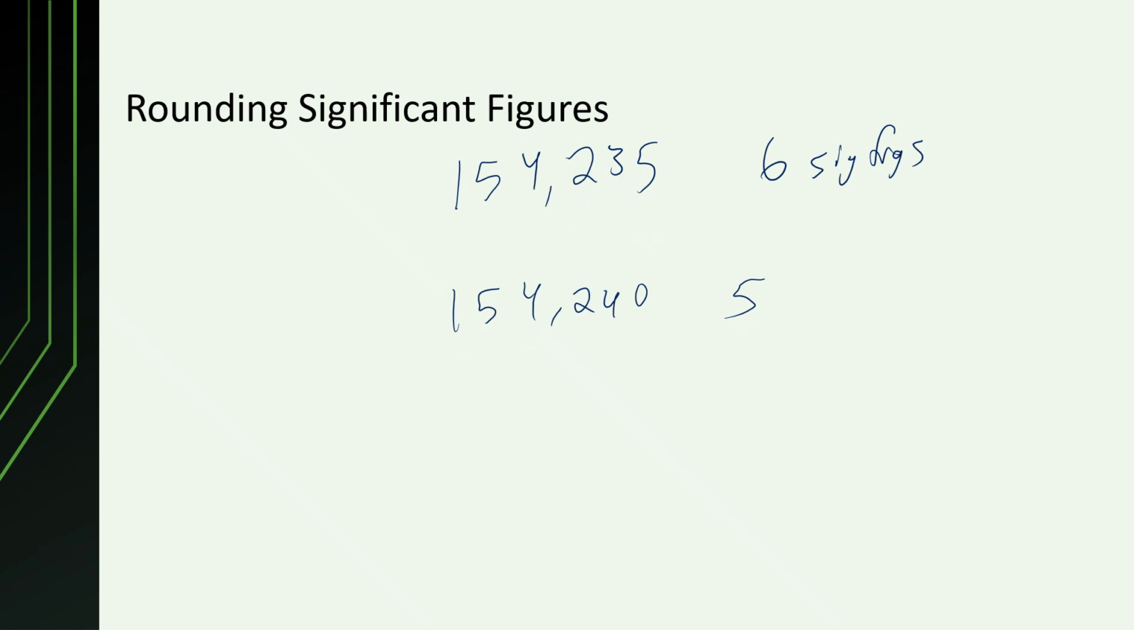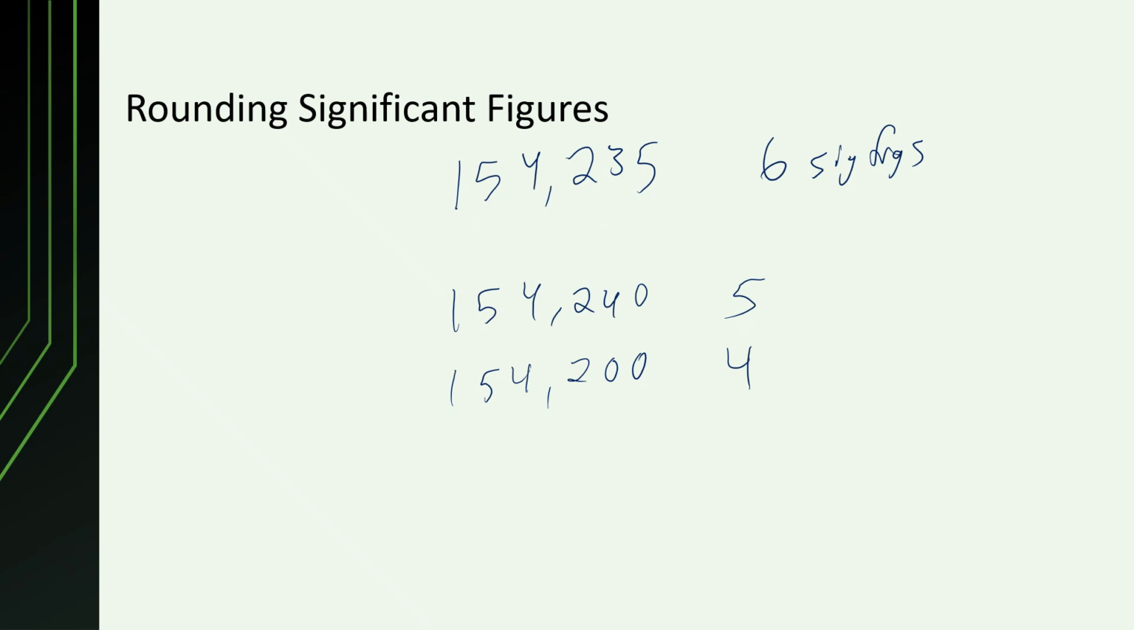What if I round it to 4 sig figs? 1, 2, 3, 4. Look at the next digit. It's less than 5, so I'm going to round down. So now I'm just at 200. I'm just going to fill in zeros as placeholders, so I still know the size of the measurement. But now I only have 4 sig figs because the zeros at the end are not significant.